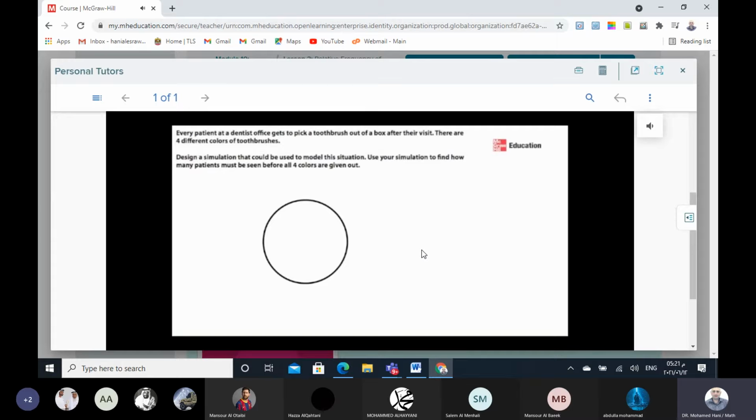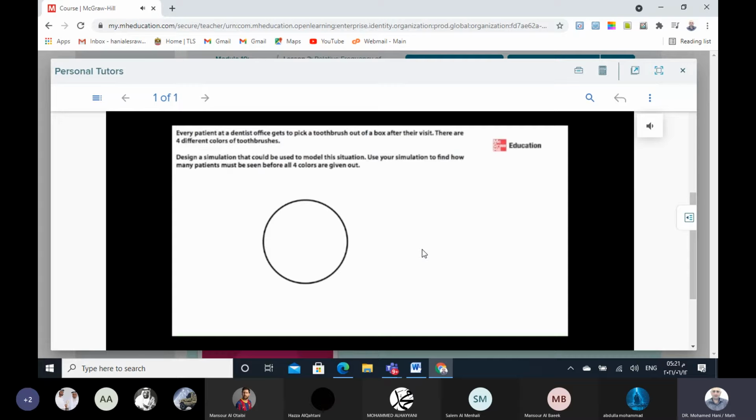Every patient at a dentist office gets to pick a toothbrush out of a box after their visit. There are 4 different colors of toothbrushes. Design a simulation that could be used to model this situation. Use your simulation to find how many patients must be seen before all 4 colors are given out.